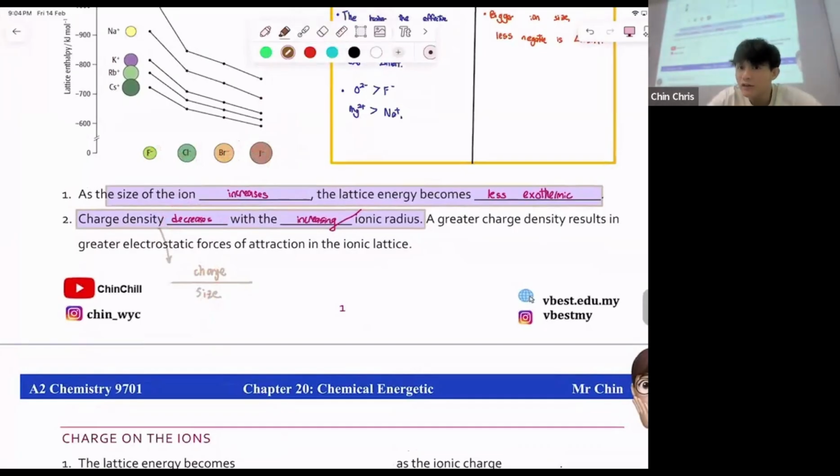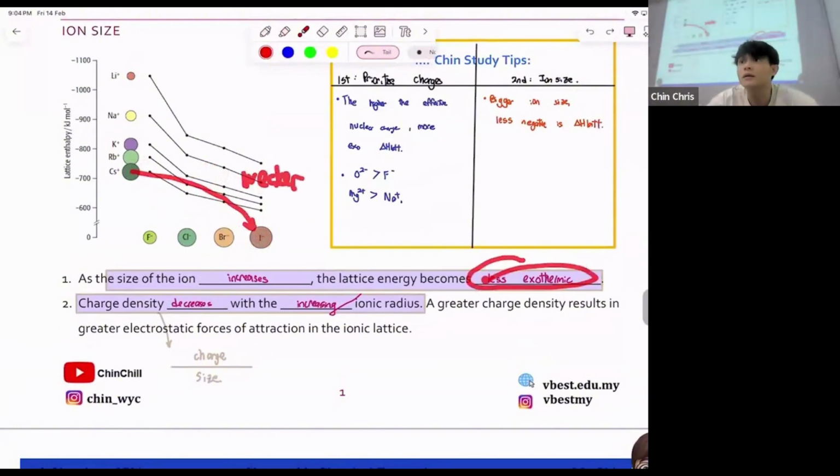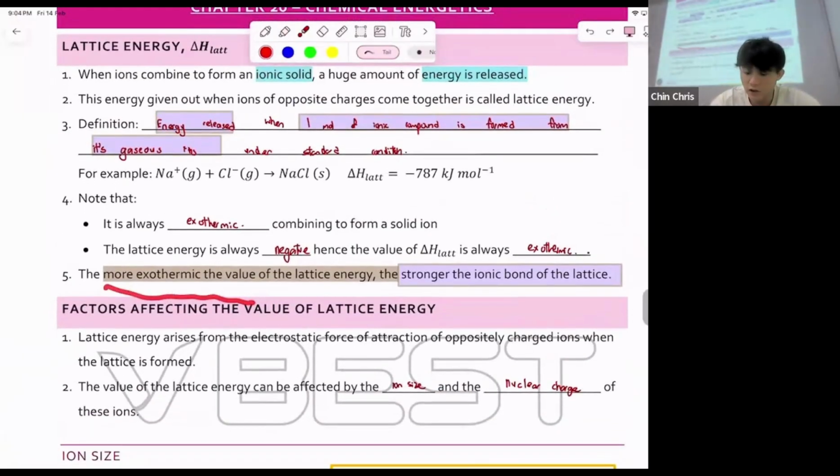Again, if you have a bigger ion, what will happen to the bond formed? For example, I minus bonding with Cs plus. Is it a weak bond or a strong bond? Weaker, right? Because the attraction is weaker. Why? Because it's far away from the nucleus. So when the attraction is weaker, it is less exothermic. Understand? The more exothermic it is, the stronger the bond, the stronger the ionic compound.